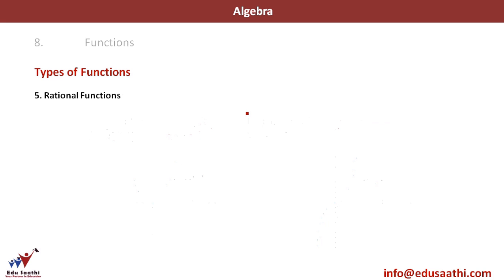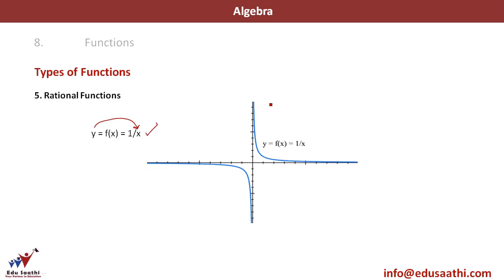So let's move ahead and look at rational functions. Rational function is y is equal to 1 by x. So my output would be the reciprocal of my input. The graph of such a function looks like this.